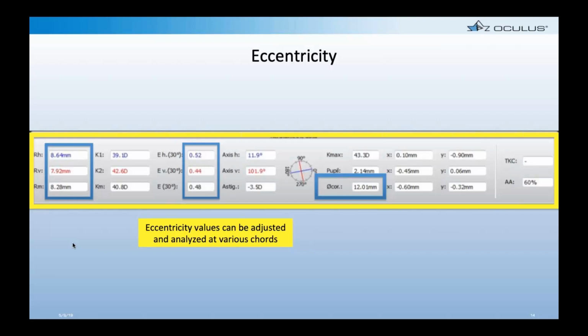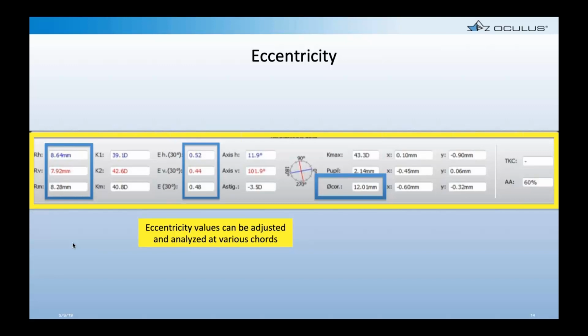Obviously, the first thing that comes up in our far left columns is our corneal curvature, our keratometric values. In this case, we've got K1 and K2 in diopters and in millimeters. So we have 8.64 or 39.1 by 7.92 or 42.6. We have our mean Ks both in millimeters and diopters as well.